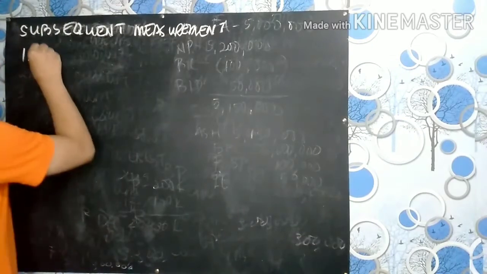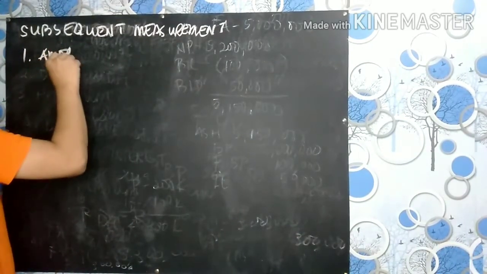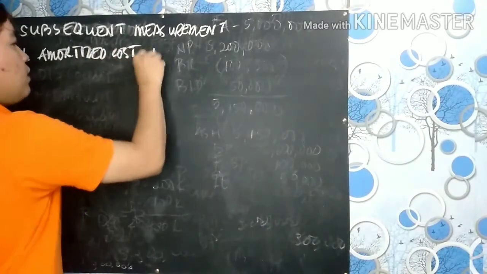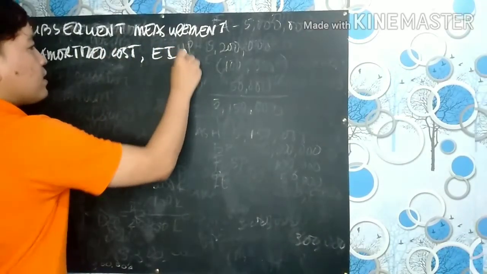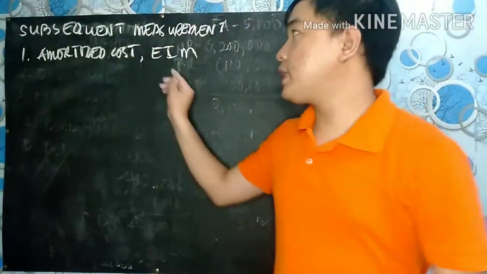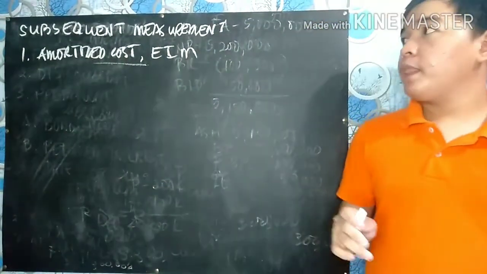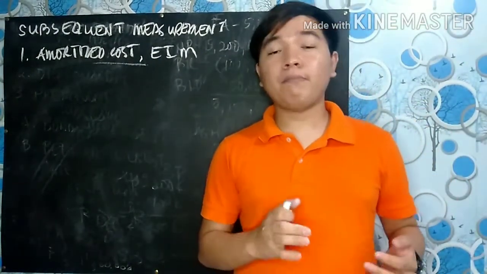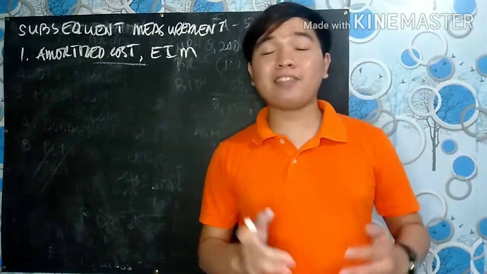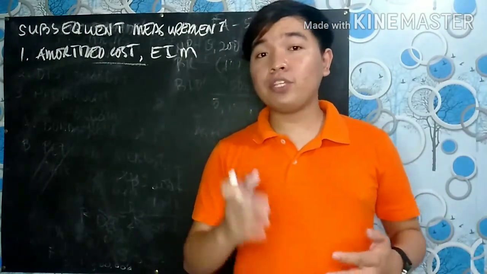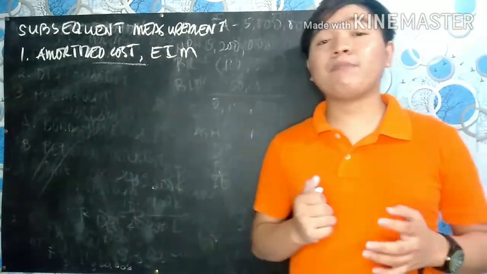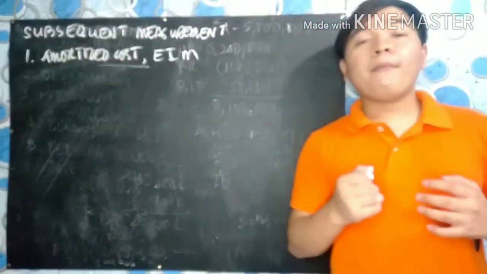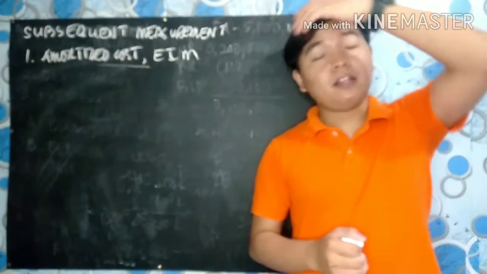Number one is amortized cost using the effective interest method. So, dito po muna tayo. Sabi ko nga po kanina, after initial measurement, meron tayong subsequent measurement, which is binigay ng standard. Dalawa, which is the amortized cost using the effective interest method, and pangalawa is yung fair value through profit or loss.